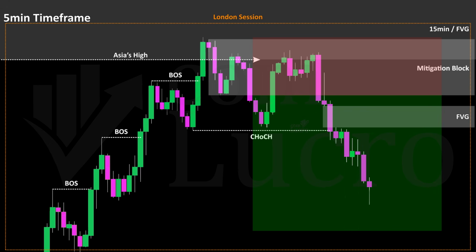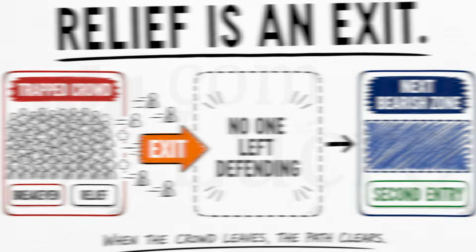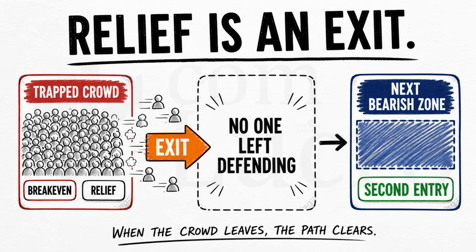In cases where the initial trade is already running in profit, it is possible to add another position as a continuation setup, especially if price forms a new bearish fair value gap during the following pullback. The name of this block is the psychology. Mitigation means someone escaping at close to break even, and relief is one of the strongest exits there is. Once that crowd is out, nothing is left holding price up. When that happens, the next unmitigated bearish fair value gap becomes the second entry zone.